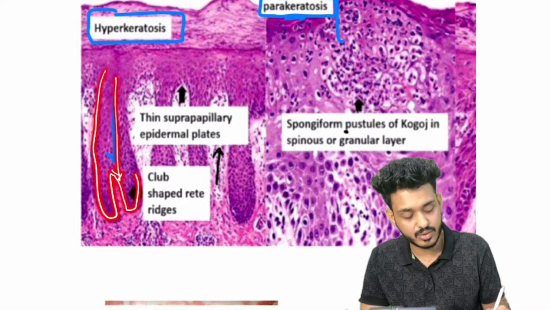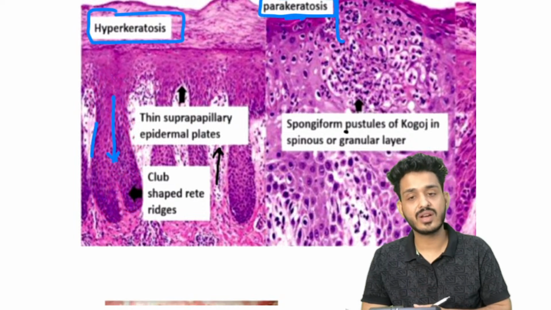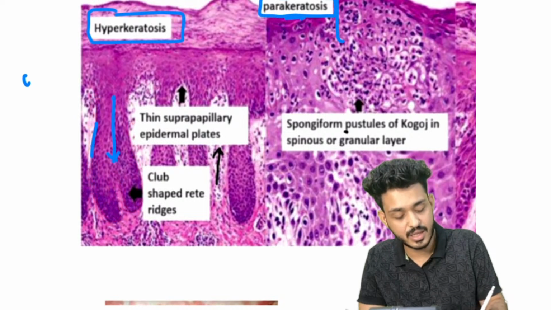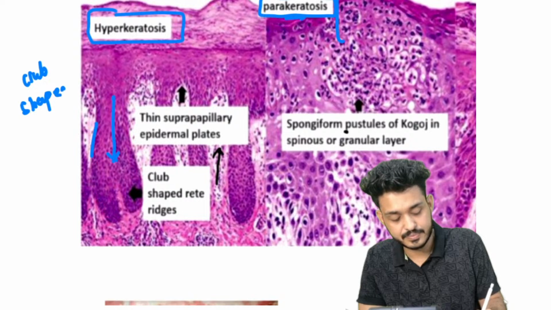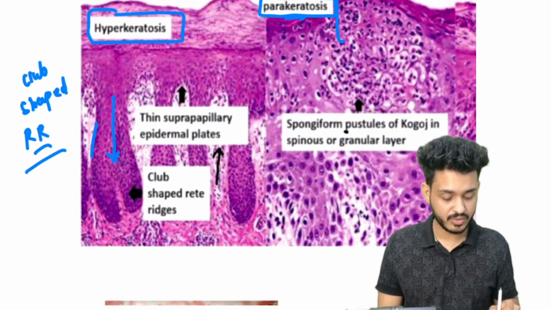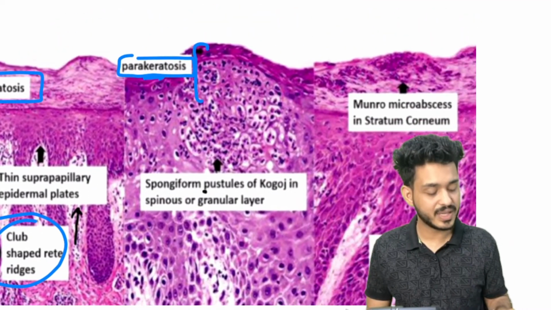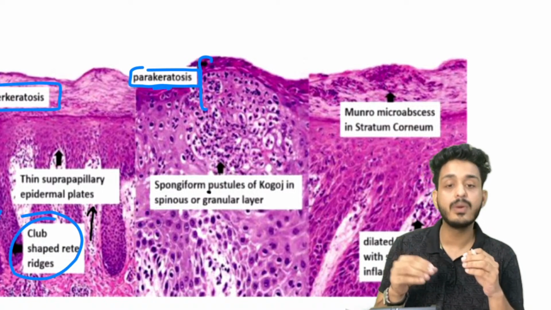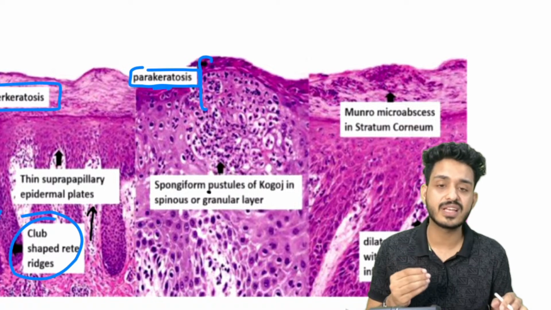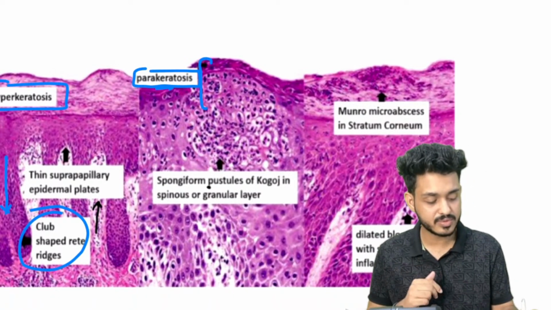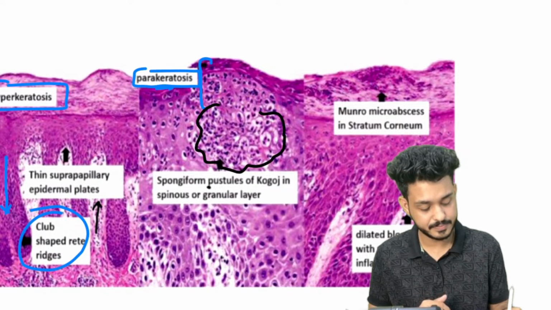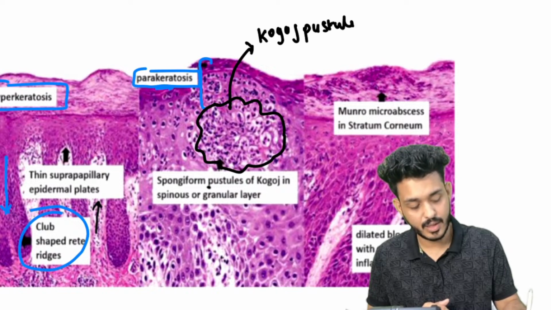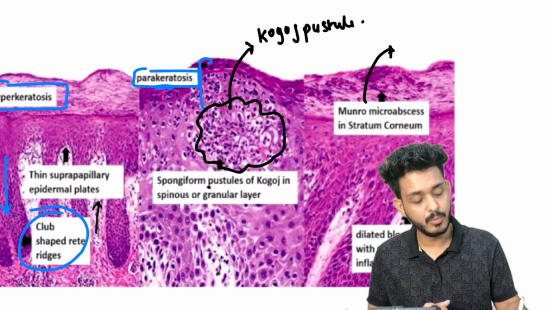Whatever structure is going into the dermis is known as rete ridges. What kind of rete ridges are you finding here? Can you appreciate? These are club shaped rete ridges. Club shaped rete ridges will be a feature of psoriasis. Apart from that, you will be finding two types of microabscess. Micro means small, and abscess means collection of pus, a collection of WBCs. One is this, your Kogoj spongiform pustule, and one more is known as Munro's microabscess.